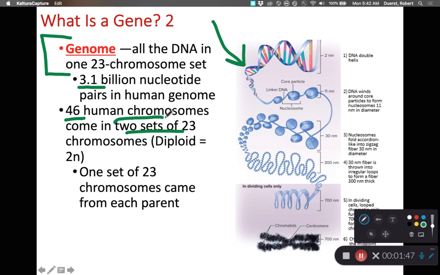Because there are two sets of chromosomes, we refer to that as diploid. We as humans are diploid organisms. The abbreviation for diploid is 2n. One set of chromosomes came from mom, and the other set came from dad, one from each parent.